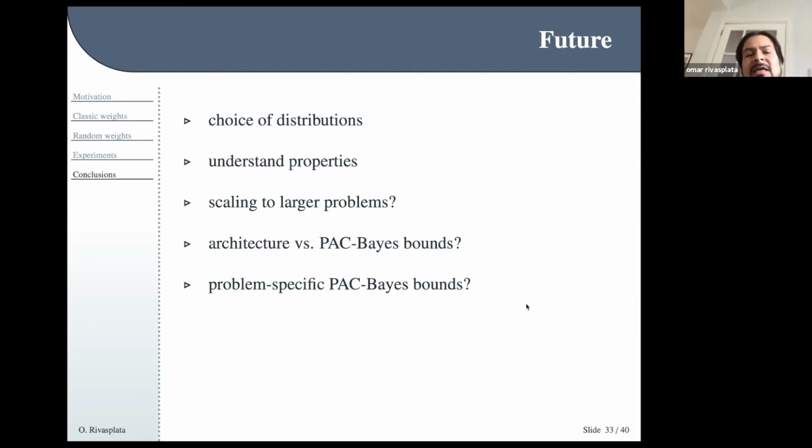I already mentioned scaling to larger problems, for instance more complicated problems or larger input dimensionality. Thinking about the interplay between network architecture and PAC-Bayes bounds: is there anything there that can be exploited in order to decide what's a suitable distribution to use in the PAC-Bayes bounds? Using problem-specific PAC-Bayes bounds. There are plenty of directions to think about. There is plenty left to do in research involving just PAC-Bayes bounds for training neural networks.